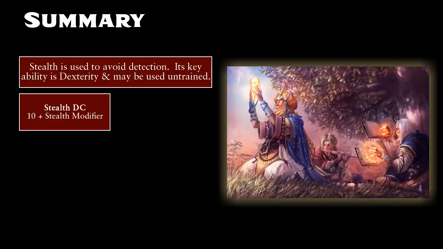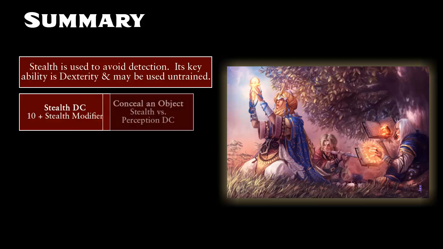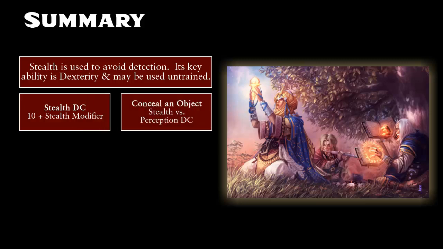There are 3 stealth actions. The first is Conceal an object. If you hide the object on yourself, your stealth roll is contested by the perception DCs of anyone who you do not want to notice it. If another character uses the Seek action on their turn, they roll their perception versus your stealth DC to notice the hidden object. If you hide the object in the environment, you do not roll anything, but if someone uses the Seek action in that area, their perception roll is contested by your stealth DC.